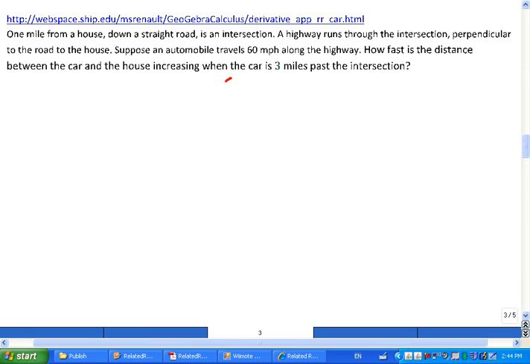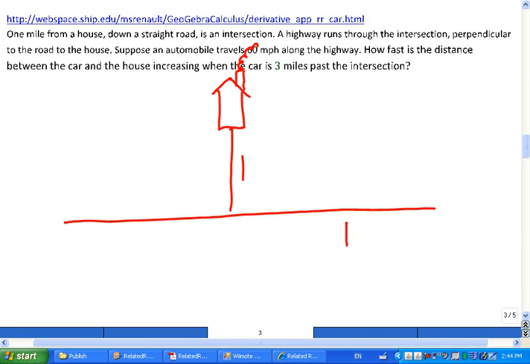In this question, you live in a house. And 1 mile from your house, there's an intersection on a highway. And a car is driving down the highway. And we're interested at 3 miles past the house. So let's just say the car is here.